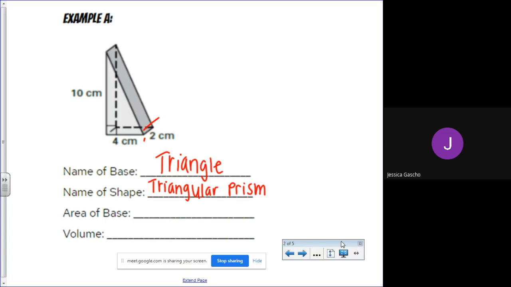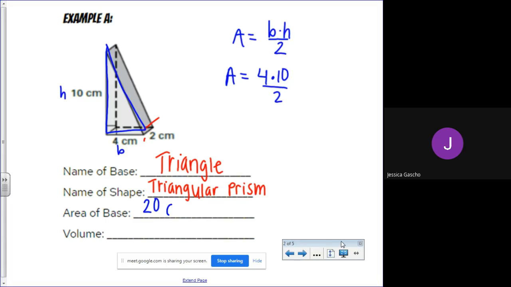In order to find the area of the base, I need to recall that the area of a triangle is base times height divided by 2, but we only care about the triangle. So the triangle is this blue piece, which means my base is 4, my height is 10. So the area of a triangle is 4 times 10 divided by 2, and you can put that in on your calculator. It ends up being 20. Remember, area is going to be centimeters squared because it's two-dimensional.